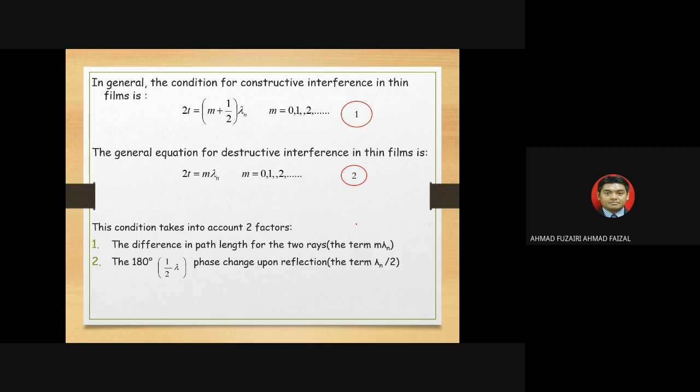Okay, so just look at the general equations. The one that you should concentrate on is just the 2t. 2t means 2 times thickness. For the destructive, we start at m equals 0, and for the constructive, we start at m plus half.